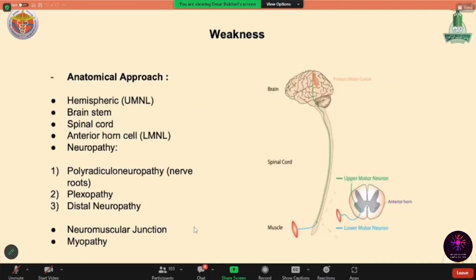So anatomical approach to weakness, we can define it as upper motor or lower motor. Upper motor consists of hemispheric or brainstem or spinal cord, and descending to the lower motor neuron, for example, anterior horn cell or neuropathy, polyradicular neuropathy, plexopathy, distal neuropathy, neuromuscular junction, finally with the muscle weakness.